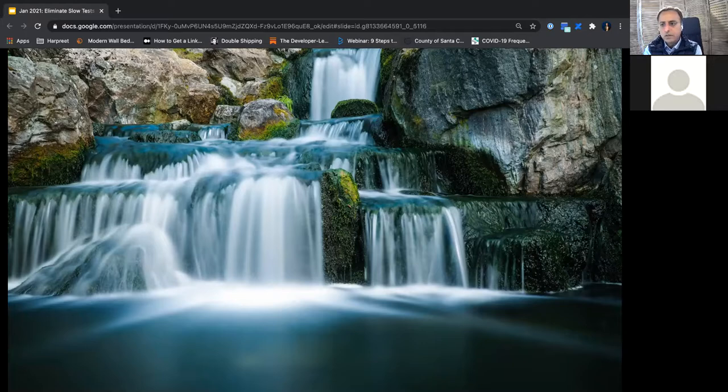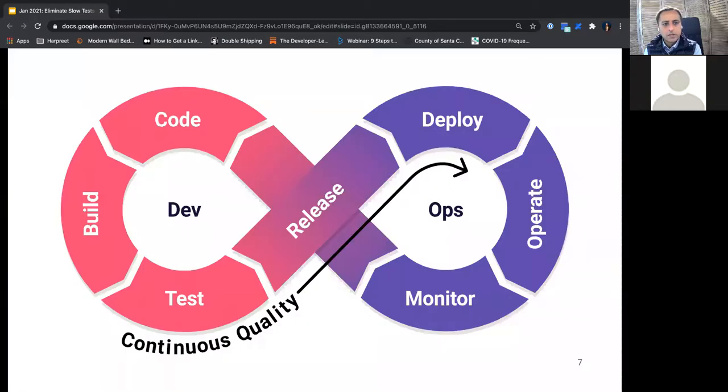Your integration test might be owned by somebody else, and the feedback coming in from there is not coming in fast enough. So it essentially breaks this continuous nature right at the gate, right? And that's one of the key reasons why people don't quite realize this infinity loop of DevOps.